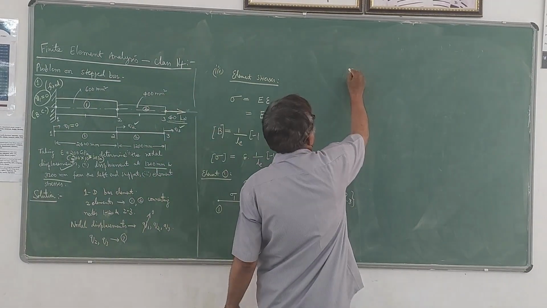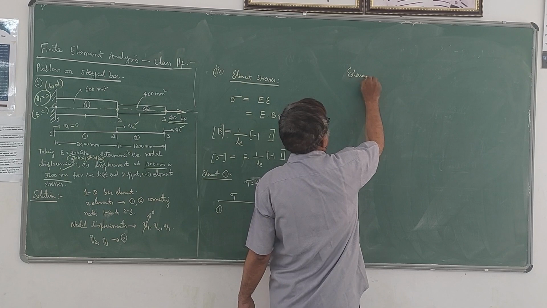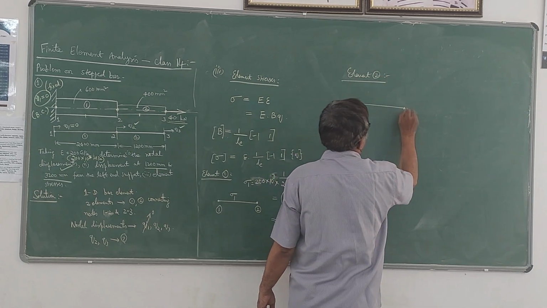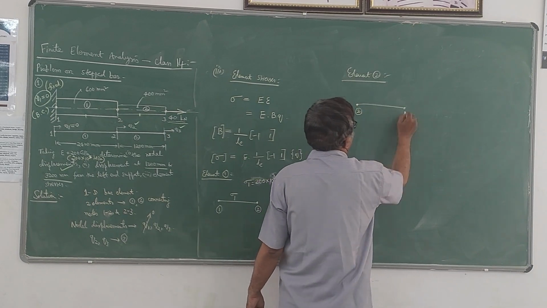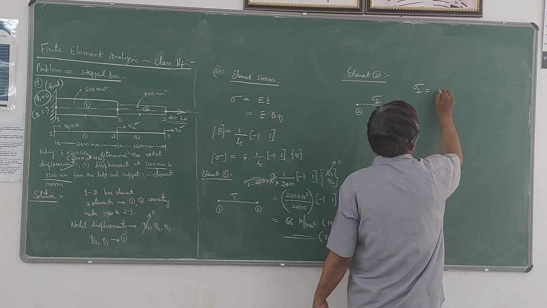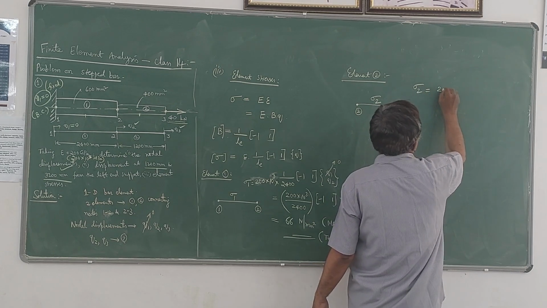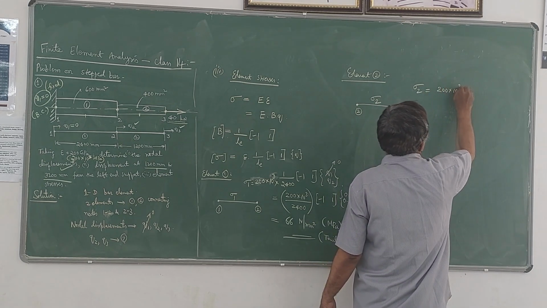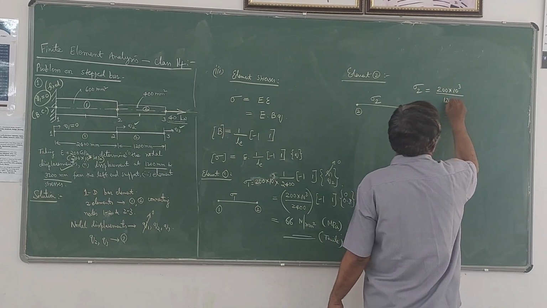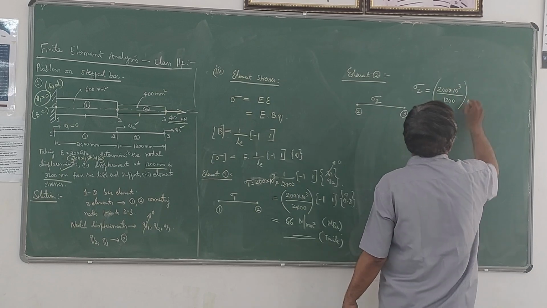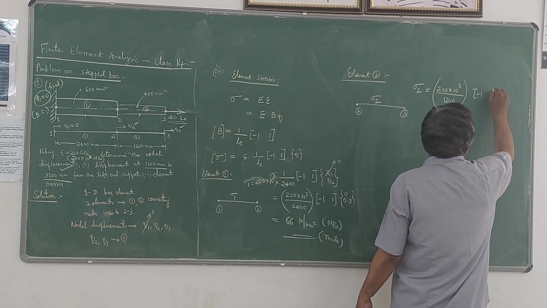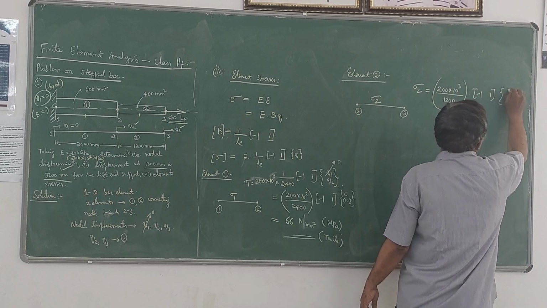Therefore, for element 2, sigma 2 I will take. This is element 2 which connects nodes 2 and 3. The stress in this is sigma 2. Sigma 2 is equal to 1, E is once again 200 into 10 power 3, divided by LE, which is 1200 mm for the second element, into minus 1 1 into Q2 Q3. Please note that.